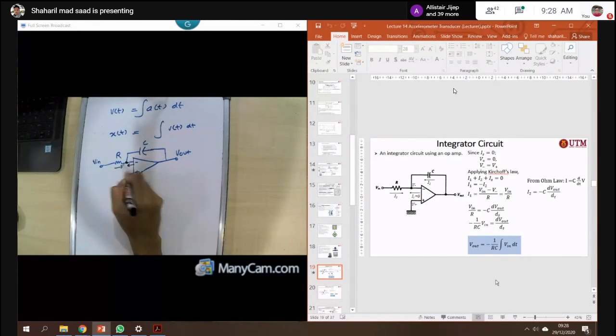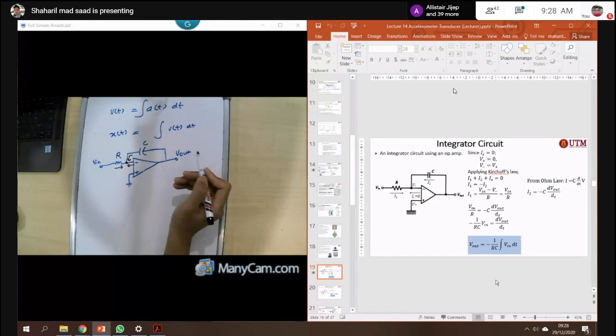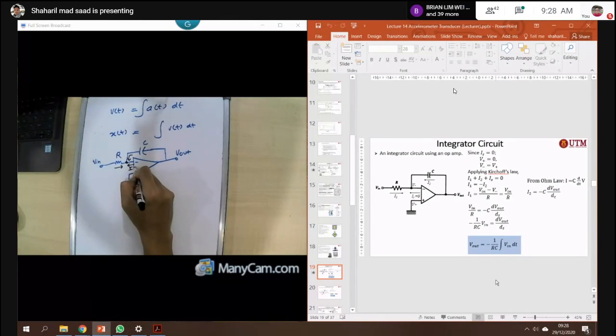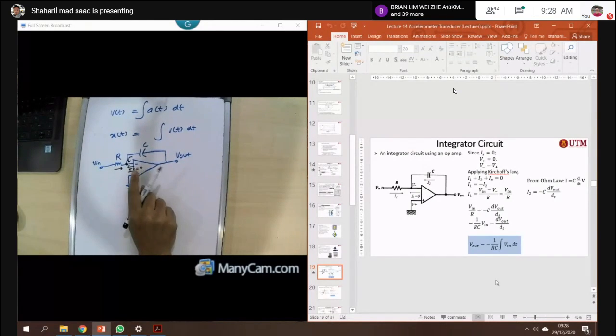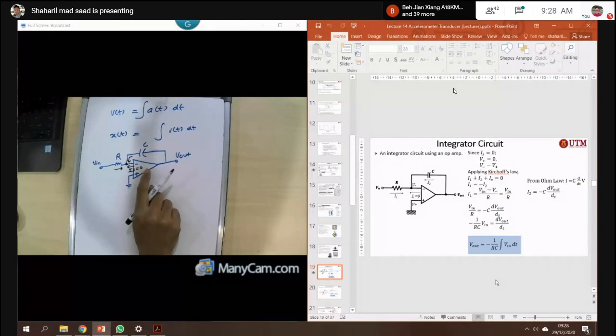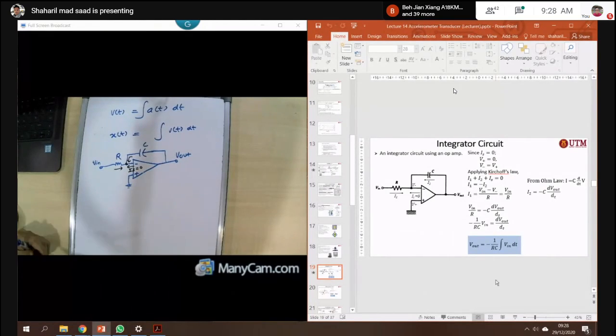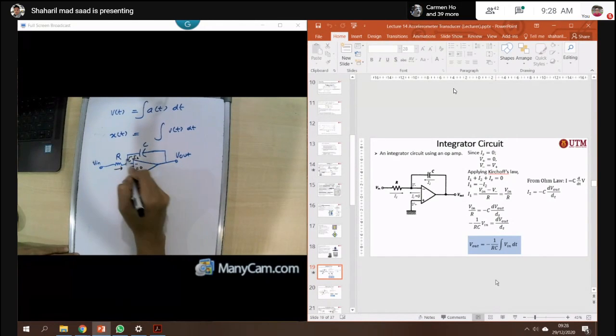So this is a measure of I here. This one is IS. IS is always zero. That means there is no current from the op-amp here. Then you can get I2 here, and then this one I1 here. So I1 plus I2 plus IS is always equal to zero.